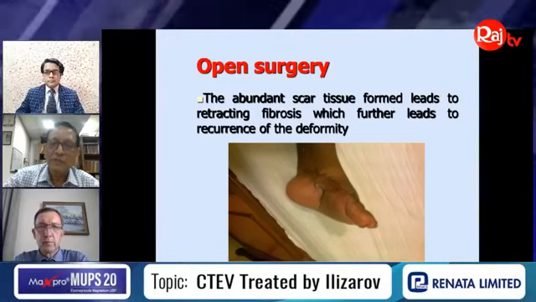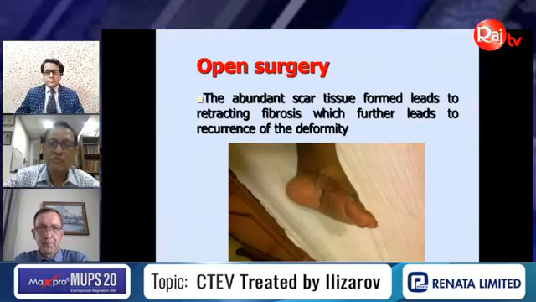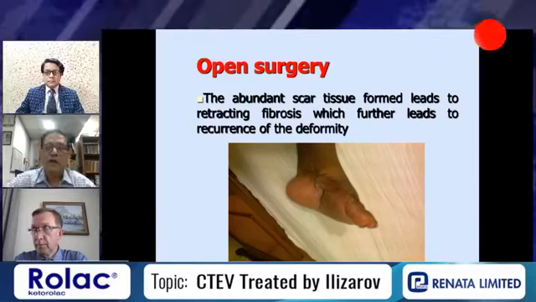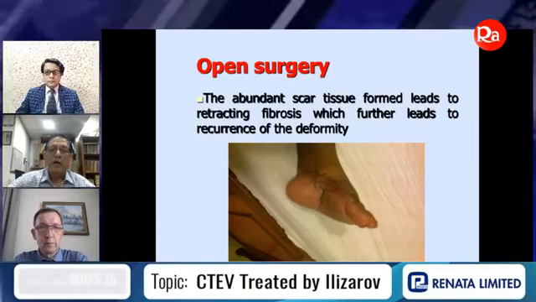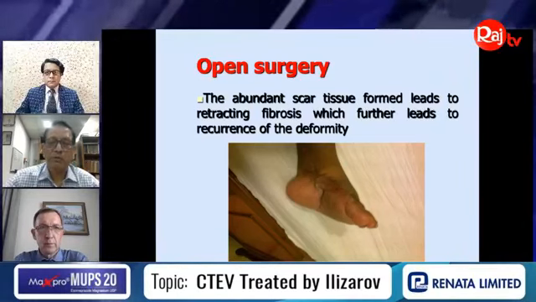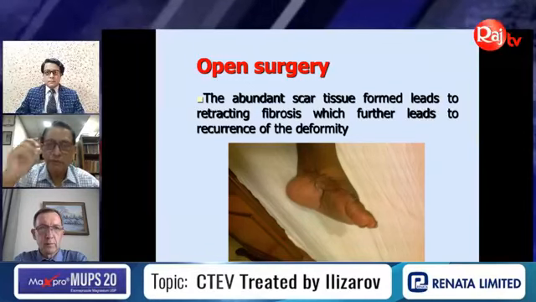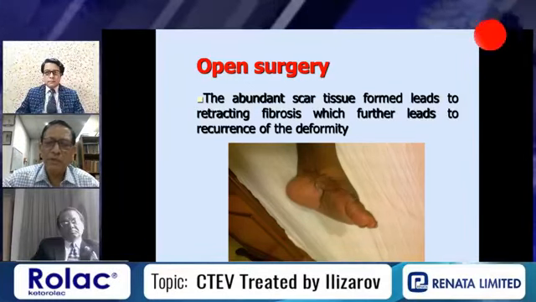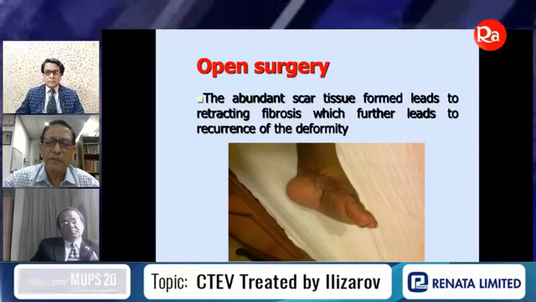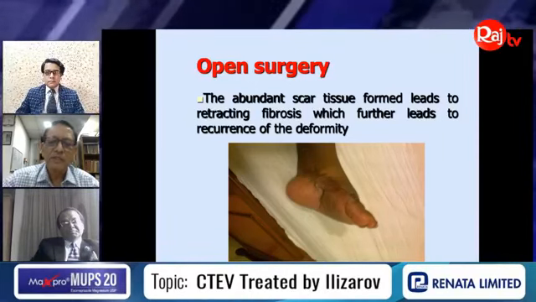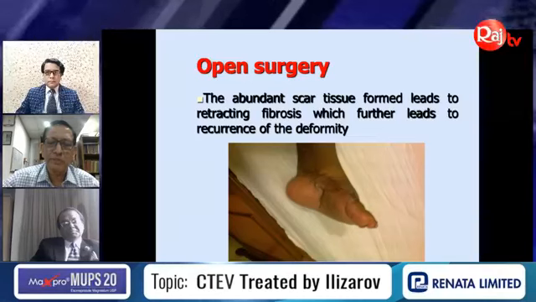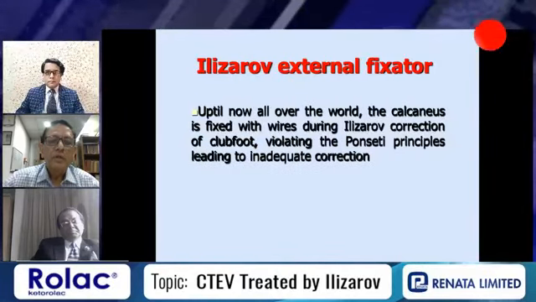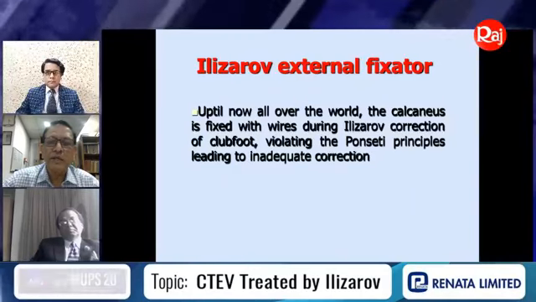So what happens? A lot of fibrosis. Whenever you do open surgery, there is always a lot of fibrosis, and this fibrosis is responsible for the contracture. So in many cases of PMR that I have seen, they have been spoiled. Surgery, resurgery, mostly done, but the deformity is not corrected. So now we are doing the Ilizarov external fixation.